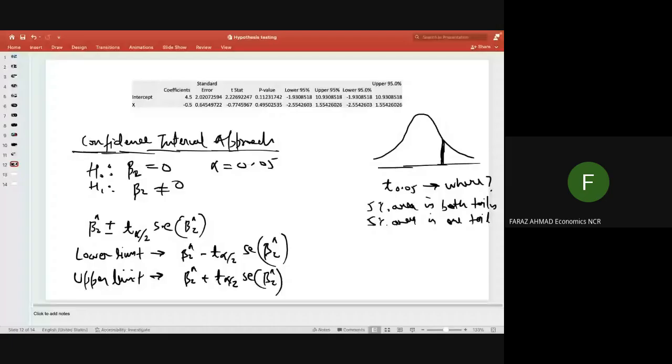So if you want 5% area in both the tails, then you would have to shift it here, where this area would be 0.025, right? So that would be 2.5% area. So let me not confuse you by writing decimals like this. Let me write it straight, 2.5% here and 2.5% here.